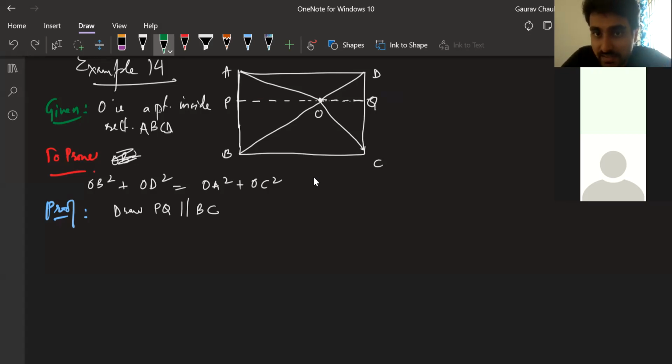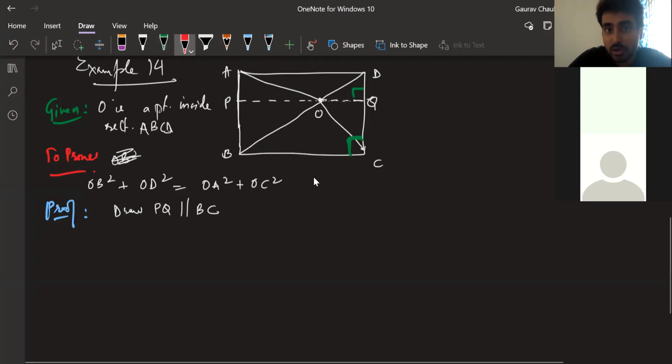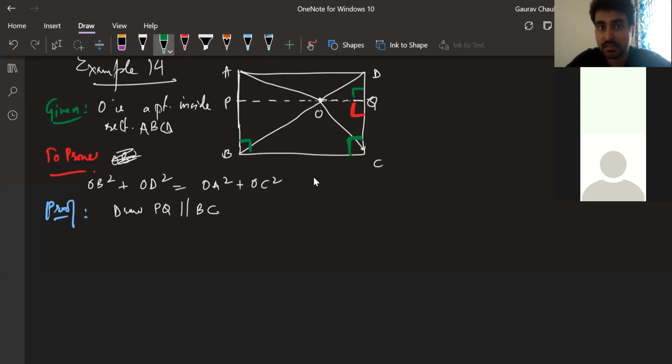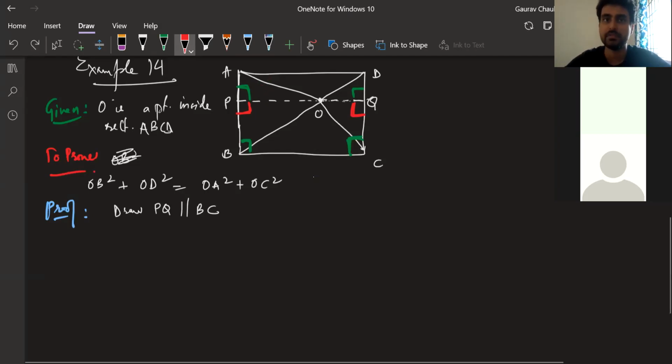I'm saying C is 90 degree. So corresponding angle OQD is also 90 degree. If OQD is 90 degree, automatically this is also 90 degree because of linear pair. B is 90 degree, this is also 90 degree, and this means this is also 90 degree because of linear pair. This is 90, so this will be 90. Or you can also think of many other explanations you can give for the same thing.